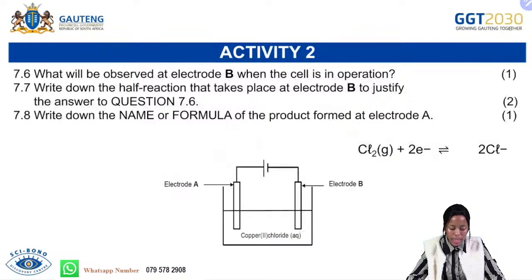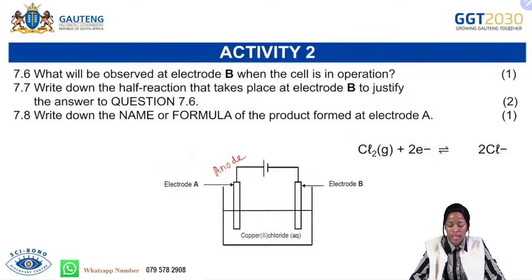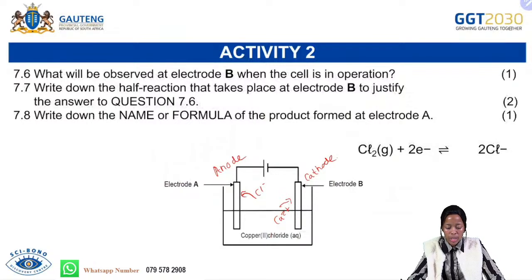The next it says, what will be observed at electrode B when the cell is in operation. Okay, so we've already said that this is where we are going to have the anode, and this side is where we are going to have the cathode. And when we spoke about migration, we said the Cu2 plus will migrate there, and the Cl minus will migrate there. Okay, so when it comes to what is going to happen, you need to write your observation.